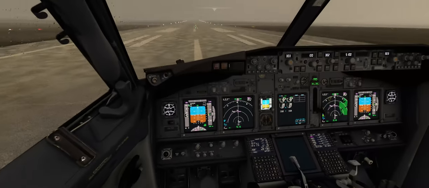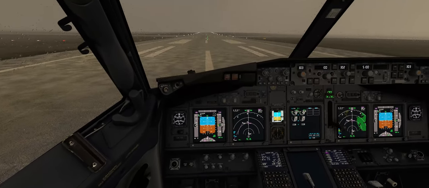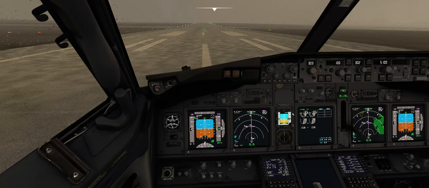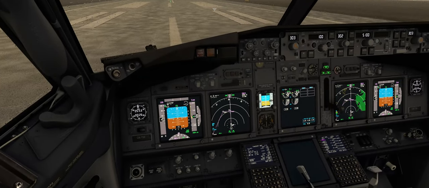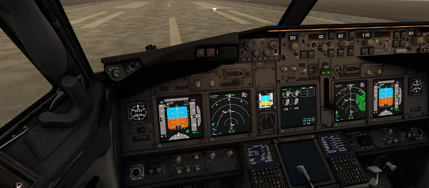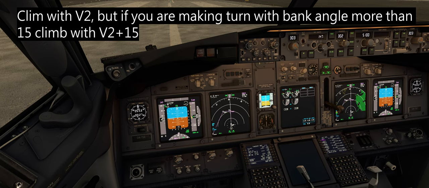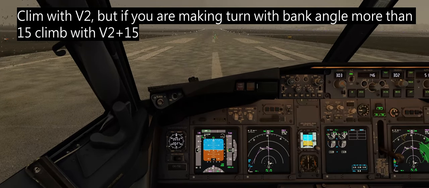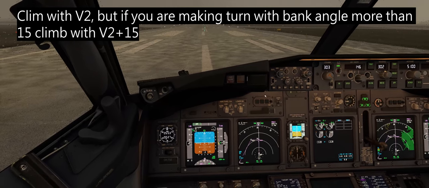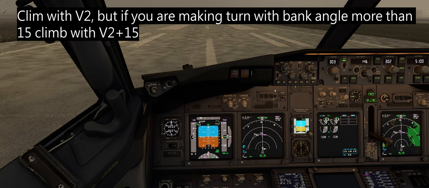So our takeoff decision speed is lower because we need to have proper accelerate-stop distance available due to aquaplaning and possible not-so-perfect braking. Okay, now I am jumping to the V2 speed, and V2 is the so-called takeoff safety speed. What does it mean? That if you are climbing with this speed, you should be above any obstacles within the engine-inoperative SID. So that's why we are putting V2 speeds right over there.